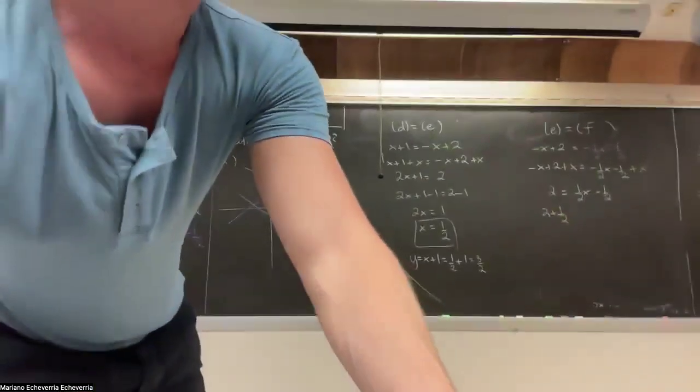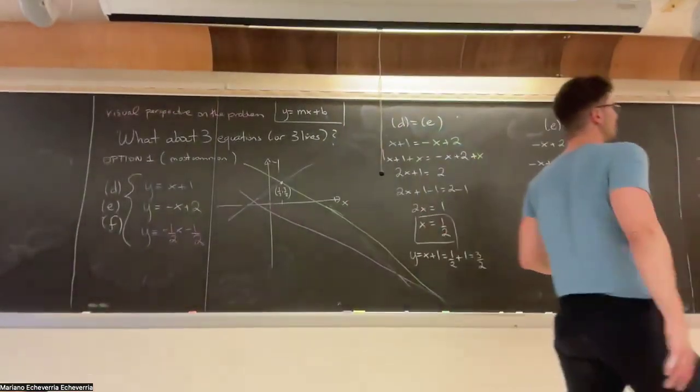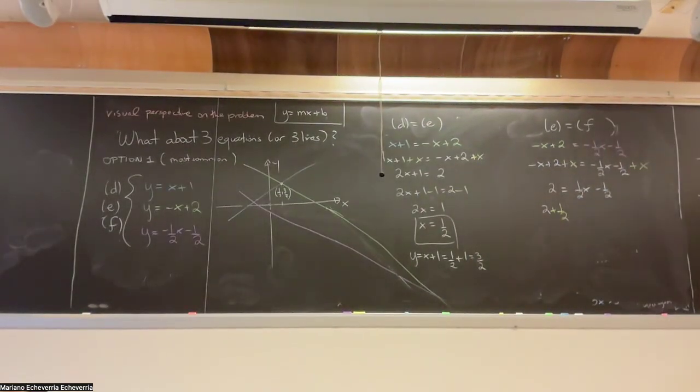So usually the way to make your life easiest is to always try to make the x coefficient positive. That's why I decided to keep the x on the right hand side. But those are more like tricks.